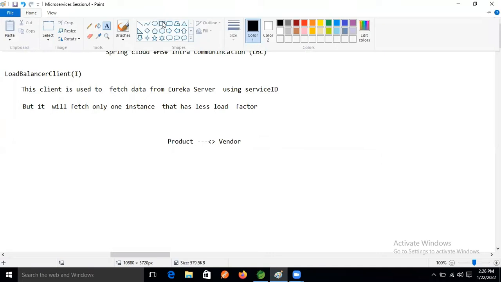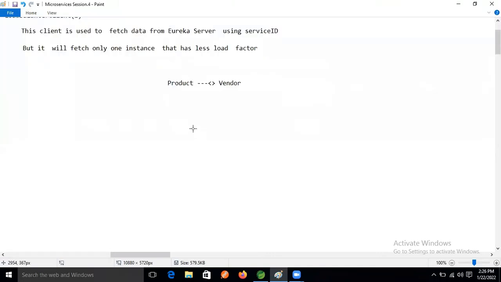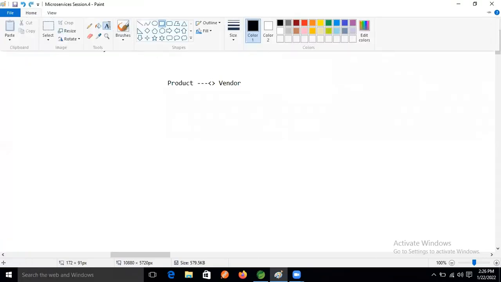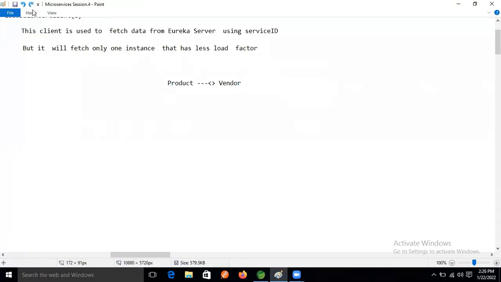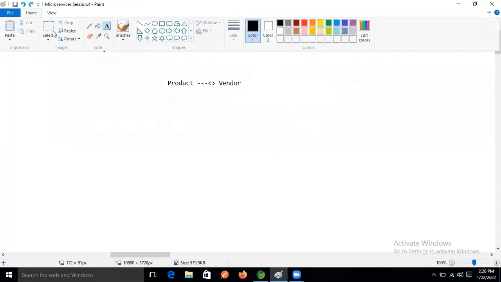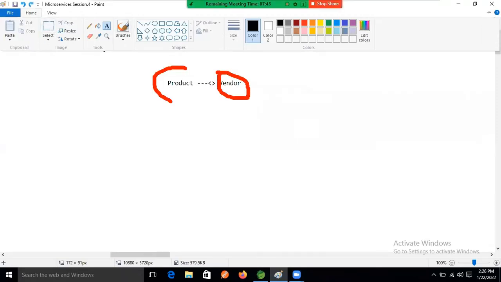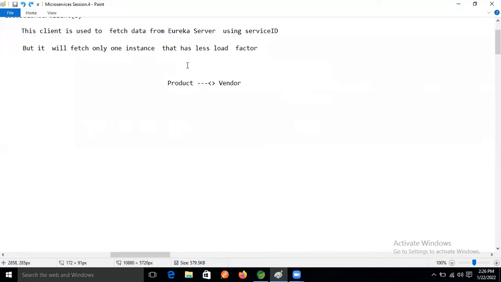Let's understand, just assume that the Eureka server will come here. First let's convert our vendor service. This vendor service will become one microservice, and this product will become another microservice.